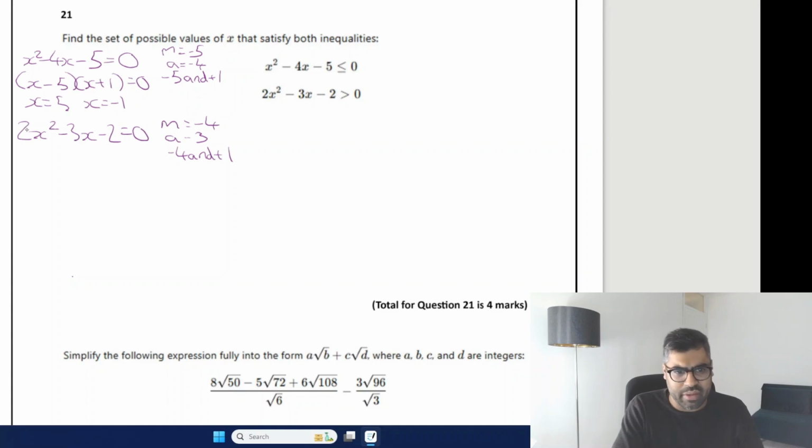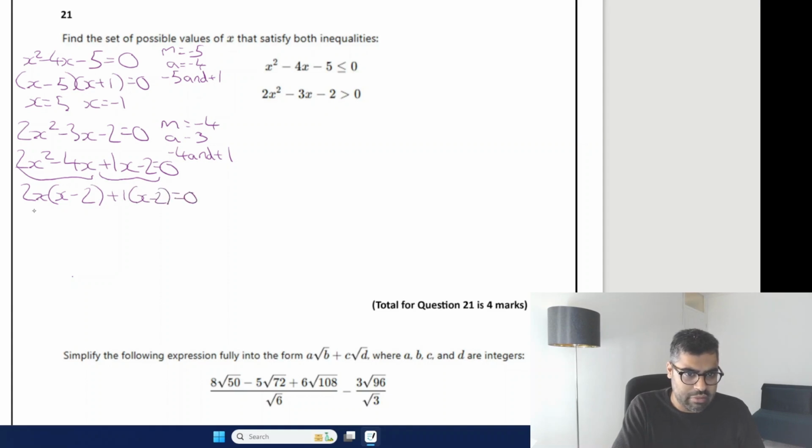Slightly different method when we have a number before the x squared. So we're going to say 2x squared minus 4x plus 1x minus 2 equals 0. Put the bracket here, factorize the first half. We have 2x, then brackets x minus 2. And we have plus 1, x minus 2 equals 0. Then finally 2x plus 1 here, x minus 2 here equal to 0. Then we just need to solve both. So we're going to have x is equal to minus half and x is equal to plus 2.